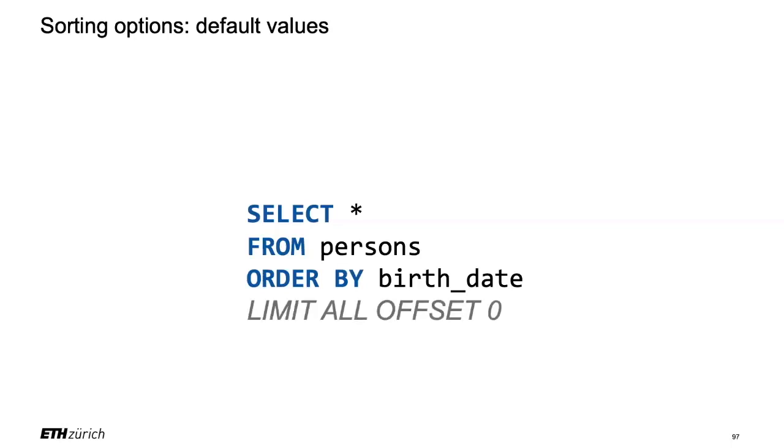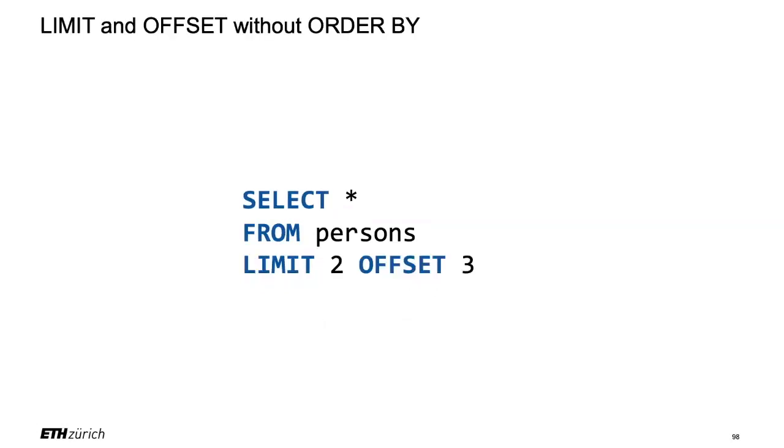Now, by default, if you don't put limit and offset, the default values are limit all, offset 0. So limit all basically just says there's no limit, just displays everything, which again, be careful with Jupyter Notebook if it's a huge table. Offset 0 just means there's no offset. So it starts with the first one and displays everything. Okay.